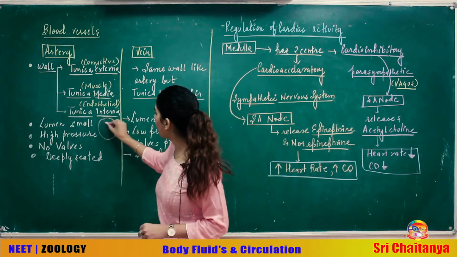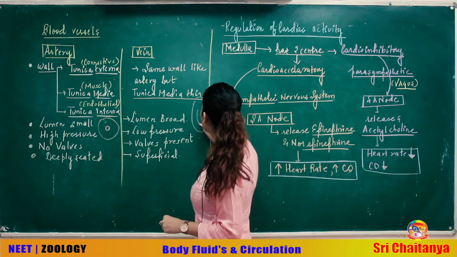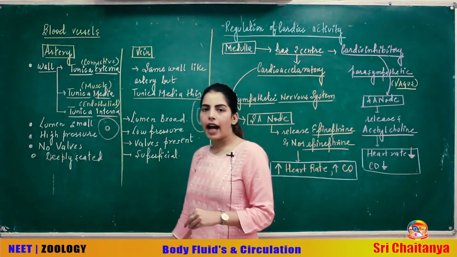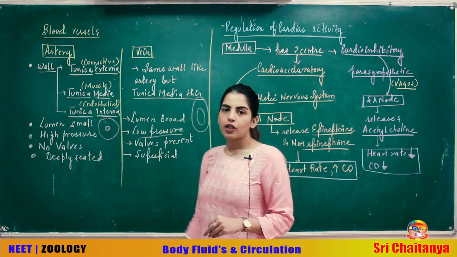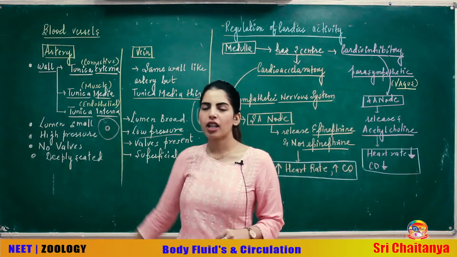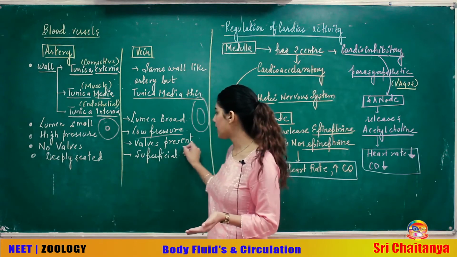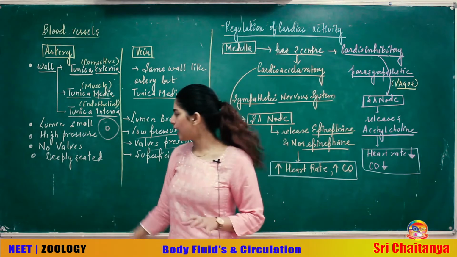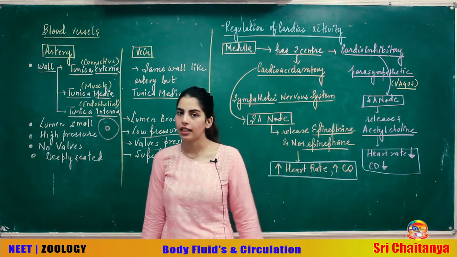The lumen of the artery is comparatively smaller when you compare it with the lumen of the veins. Arteries are always under high pressure, veins are under low pressure. So when the pressure is too much in the arteries, there is no need of any valves, but the valves are present in the veins. Arteries are deeply seated, they are deeply located, but veins are superficial.